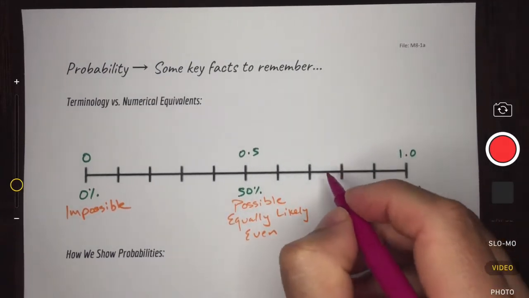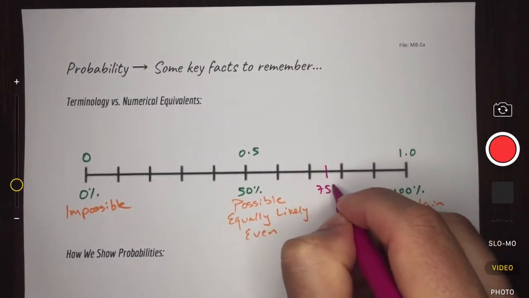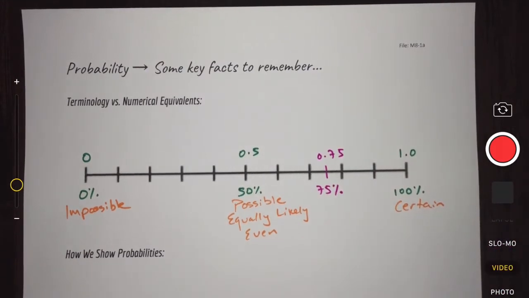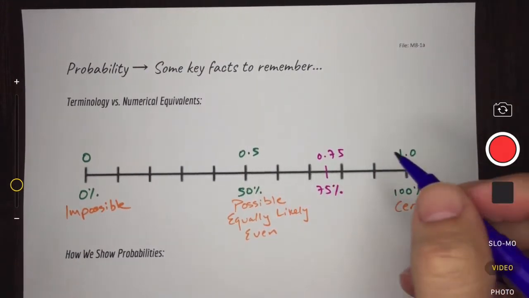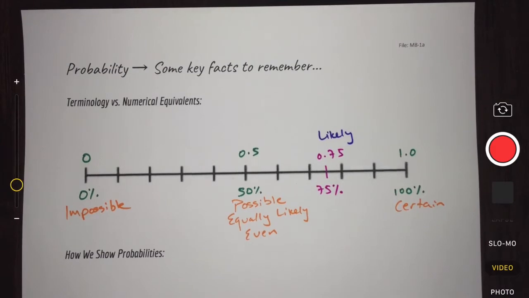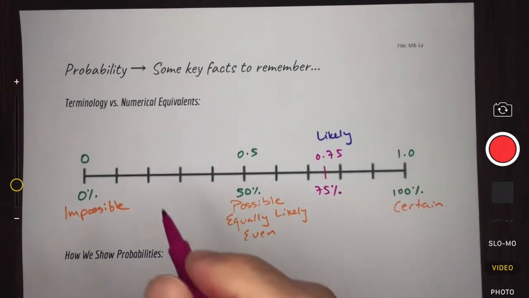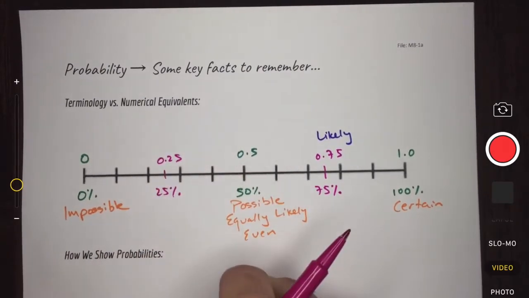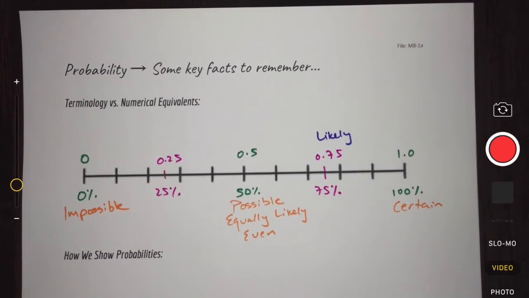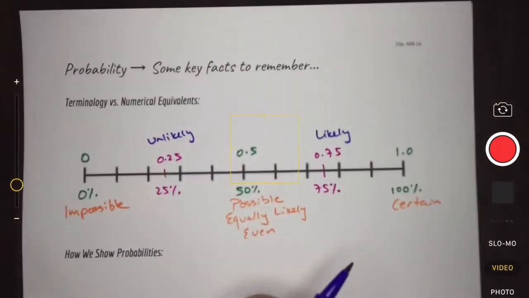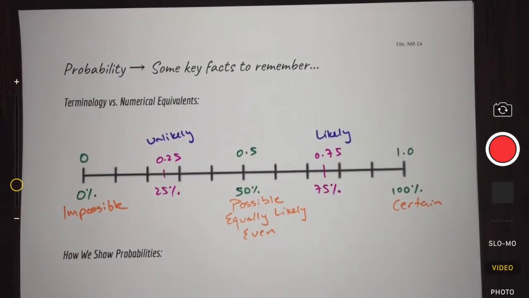Now, where we can add some additional information is partway along our number line. So if we go to approximately 75% or 0.75, probabilities that happen in this range, we can say are likely to happen. If we go lower down our probability line, so let's say around 25% or 0.25, we can think of these as unlikely. So those are some key ways that we can match up words with percentages and also with decimals.